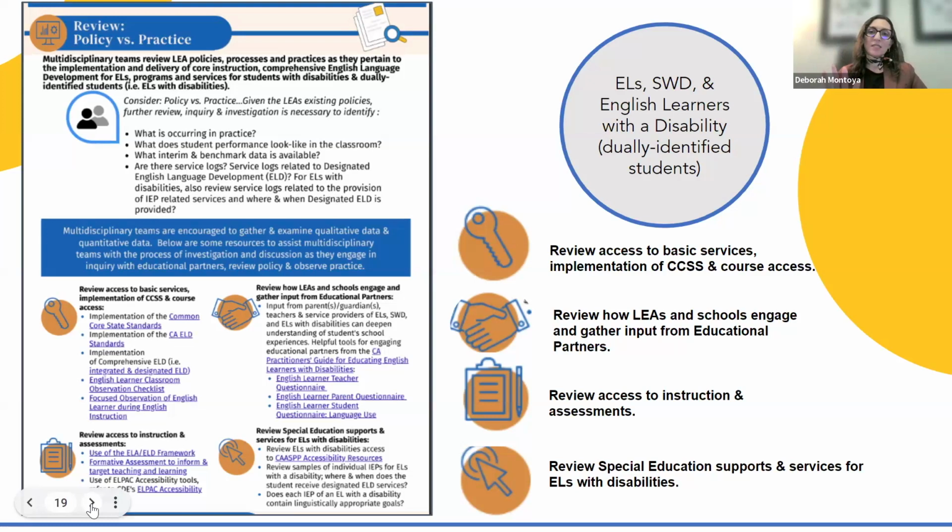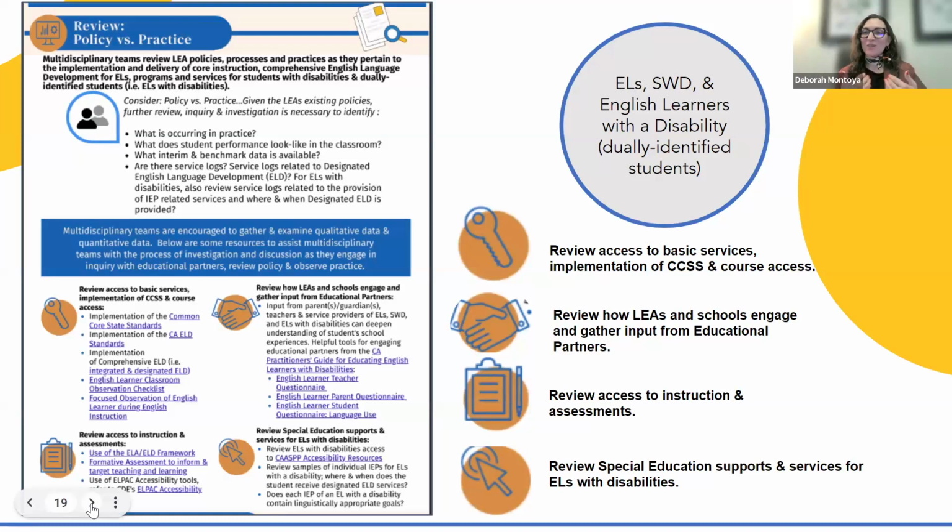So on the side here, you'll see 4 aspects. This particular resource also has several links embedded. Reviewing access to basic services, implementation of Common Core state standards. What is core access for your students? The next prong is reviewing how the LEA, your district and schools, engage together and gather input from educational partners. So have you leaned into the system of support? Perhaps that's your next step.